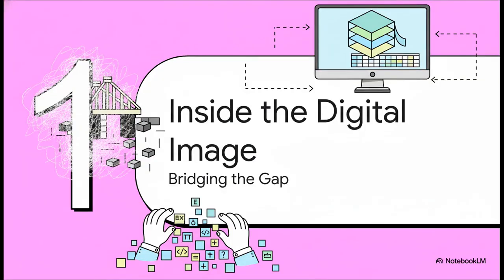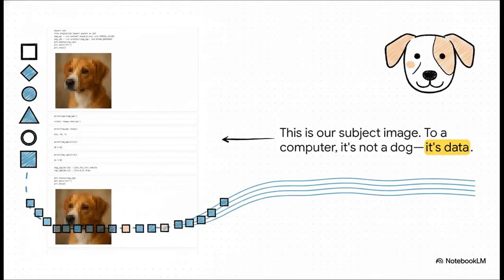Well, we have to get our hands dirty and really understand what an image is to the machine. And we're going to do that by looking at some really simple code that peels back the layers of a single picture to see what's really going on under the hood. All right, let's meet our test subject. To us, it's obviously a dog, right? I mean, it's pixelated, sure, but our brains just fill in the gaps instantly.